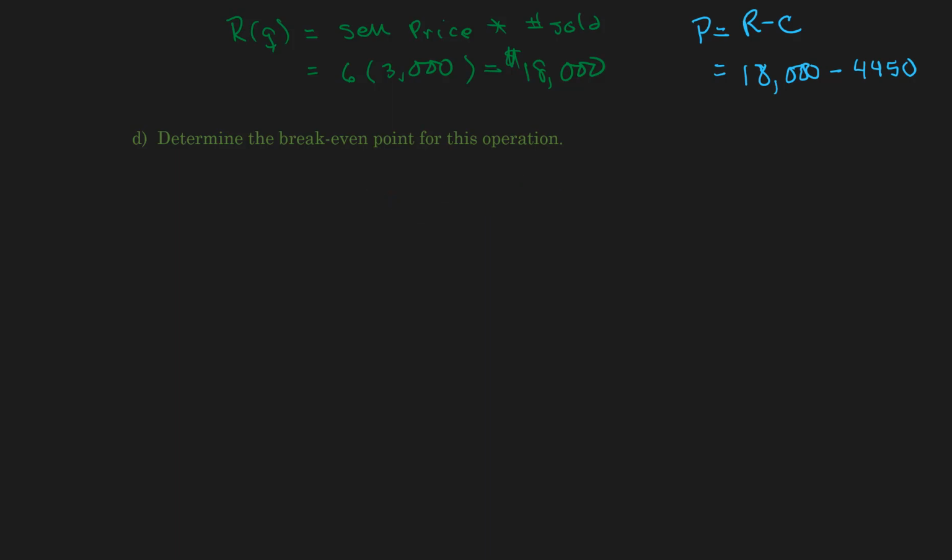The last part we're going to take a look at here asks us to determine the break-even point for this operation. The break-even point is where our revenue, the money coming in, is exactly the same as the bills that we have coming in, or in other words, the money going out. So what's coming in equals what's going out.